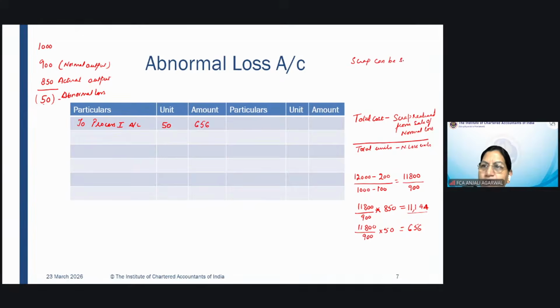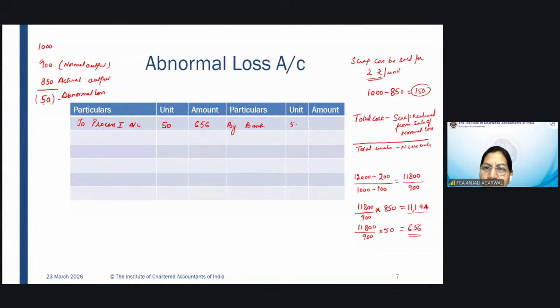scrap can be sold for 2 rupees per unit. So the scrap dealer is not going to say that this is your abnormal loss, I'm not going to buy it. He's going to buy the scrap, whether they are normal loss or abnormal loss. So he will take the entire 150 units. So we thought our loss was for 50 units, 656, but out of that, some amount will be recovered.